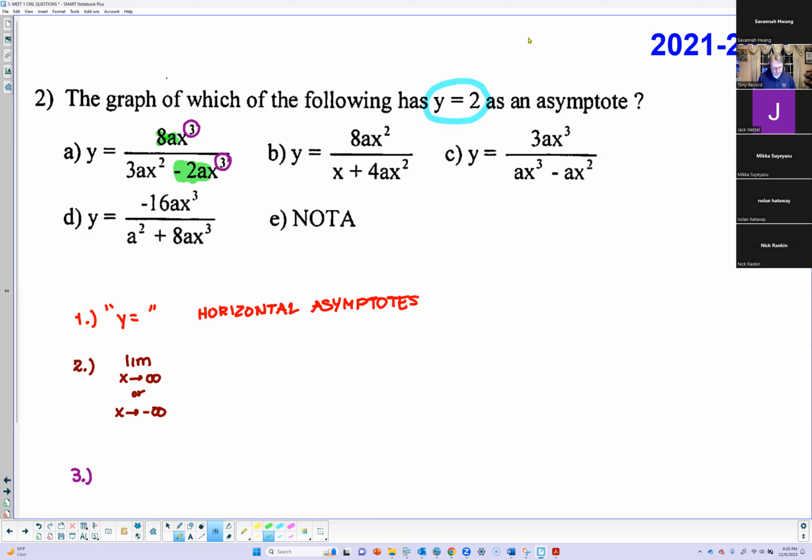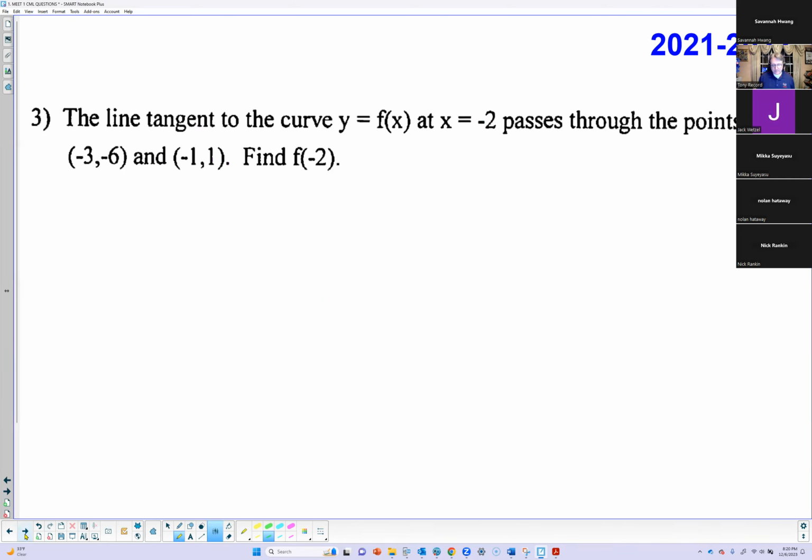All right, we're going to go to problem 3. By this time, I'm guessing that you guys are probably hoping that we grade the 2021 AP CML, because you've asked several questions over it, so you're probably going to get a good score on it. So it says the line tangent to the curve y equal f of x at x equal -2 is going to pass through these 2 points. Find f of -2. Seems harmless enough, right?